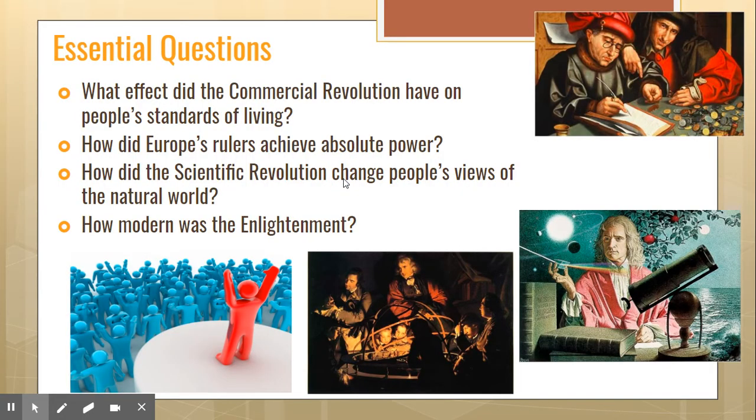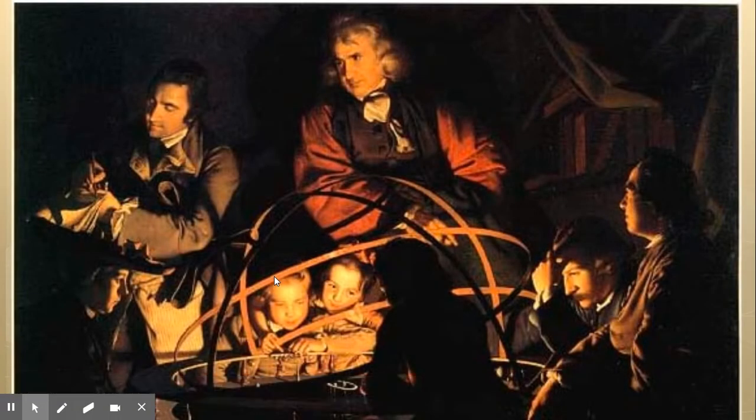So the essential questions, or short answers, are going to be: what effect did the commercial revolution have on people's standard of living? So how did it change their standard of living? How did Europe's rulers achieve absolute power? How did they gain that power? How did scientific revolution change people's view of the natural world? And last one, how modern was the Enlightenment? And that's a picture from the Enlightenment right there.